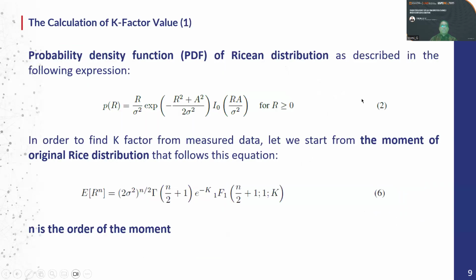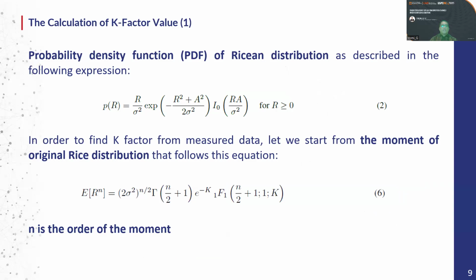In determining the K-factor value, it is derived from the probability density function of the Rician distribution. The PDF formula, as shown in formula number 2, illustrates how the probability of the variable R is influenced by the parameters sigma and A, where R represents the received signal.